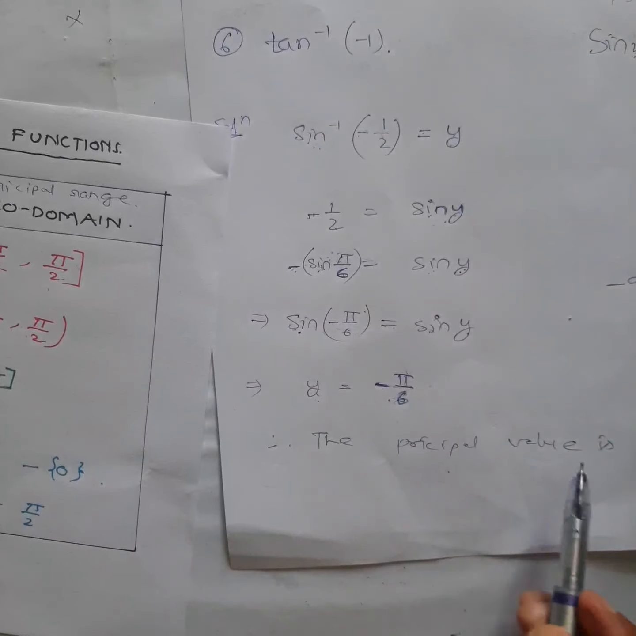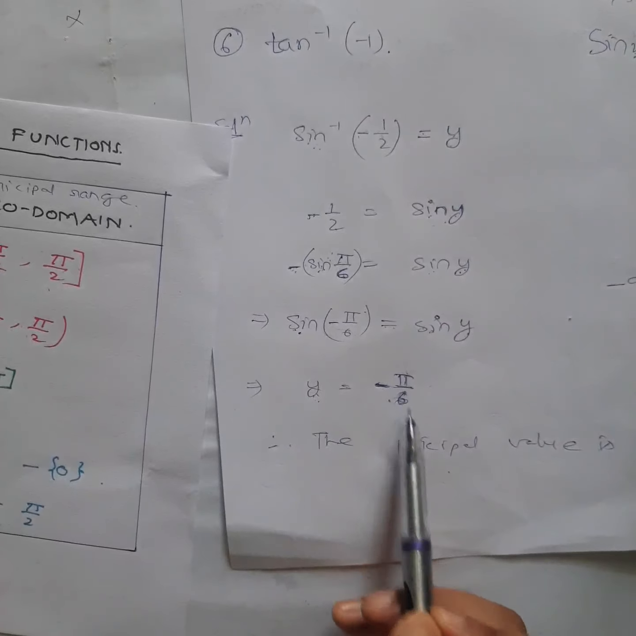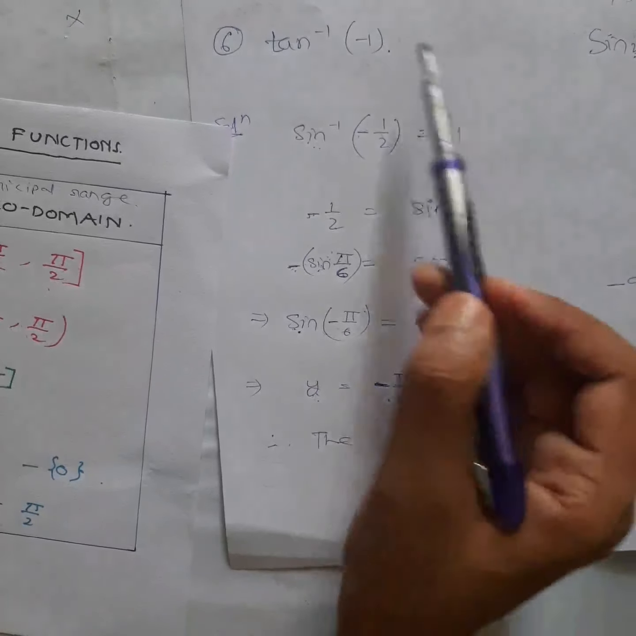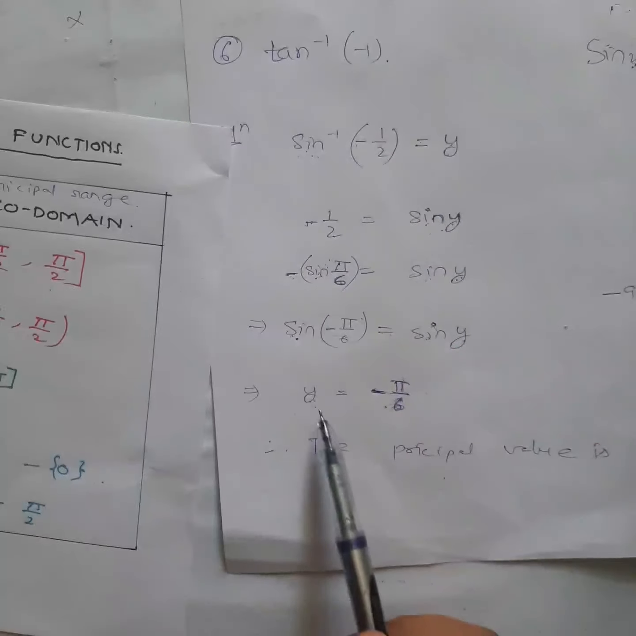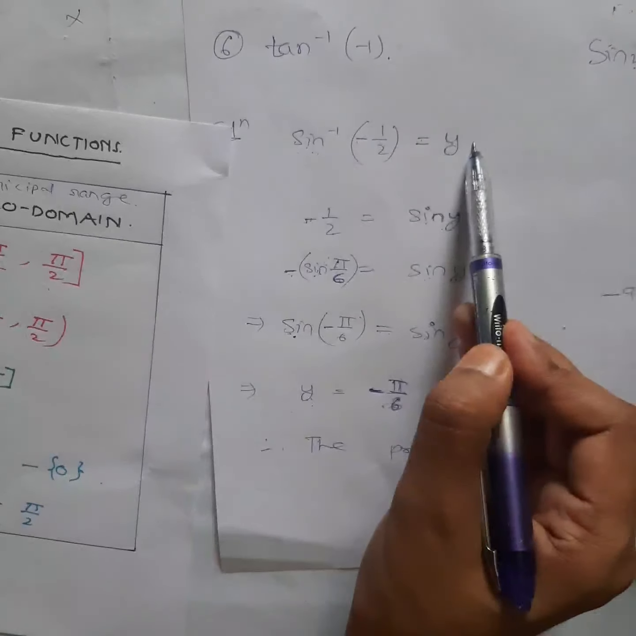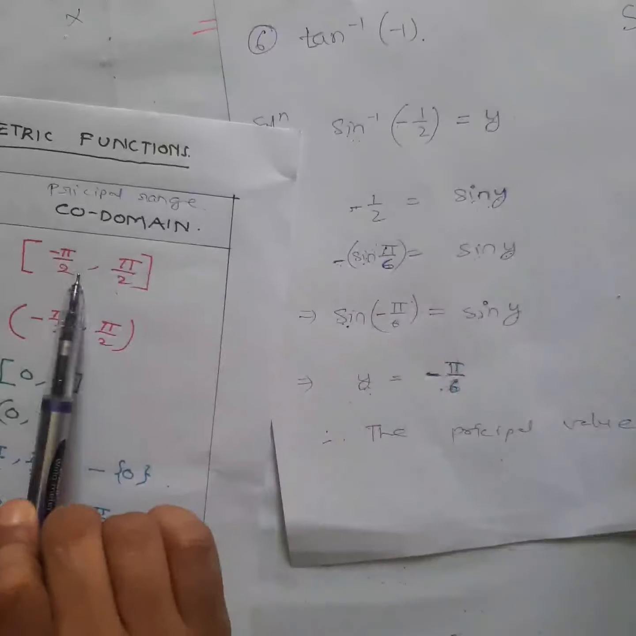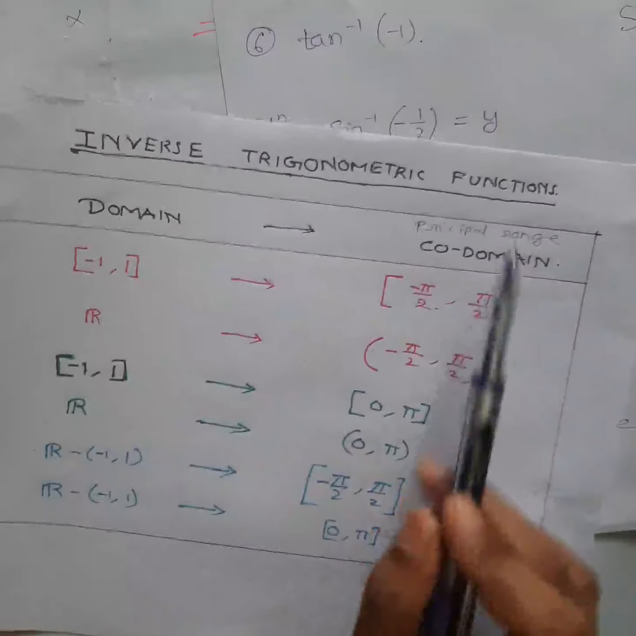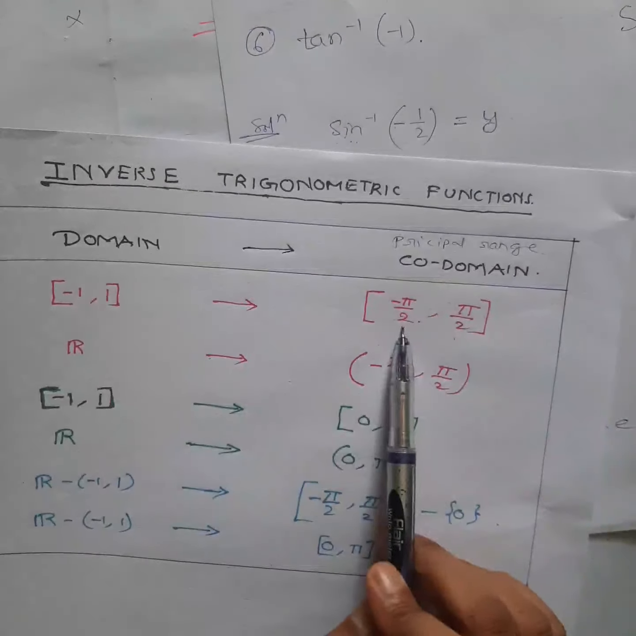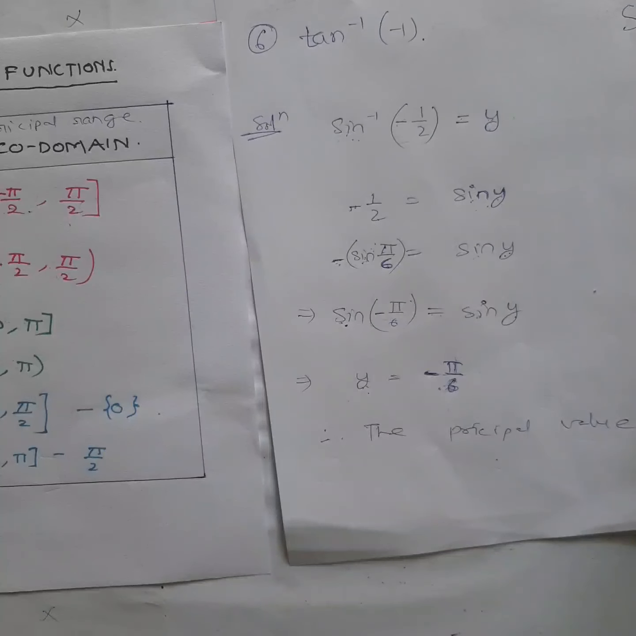Now I will show you the shortcut also for this. So y is equal to minus pi by 6. The value of y means the value of this one only, right? So y is equal to minus pi by 6 we got. The value of this first must lie in this range, and minus pi by 6, the answer which we got, obviously lies here. So that is the principal value here.